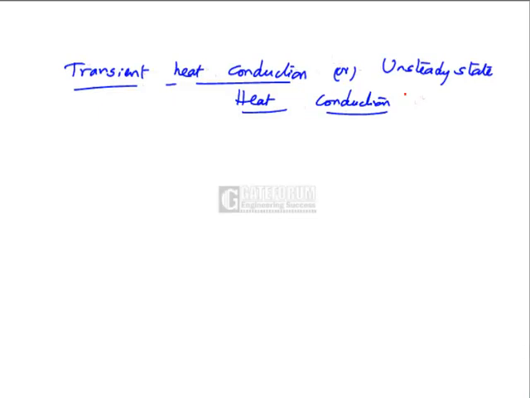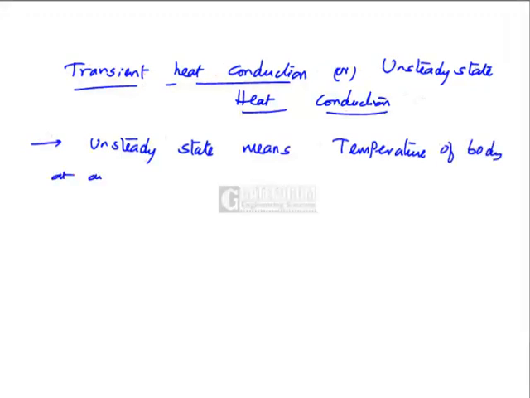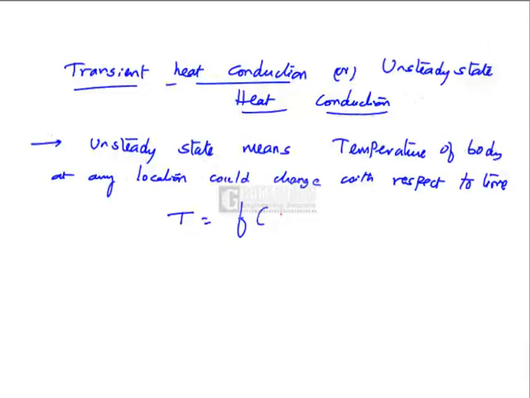But now, in this problem of unsteady state conduction or transient heat conduction, we assume that temperature could change with respect to time. Unsteady state means the temperature of a body at any location could change with respect to time. Mathematically, temperature is a function of tau. Tau means time, in seconds.